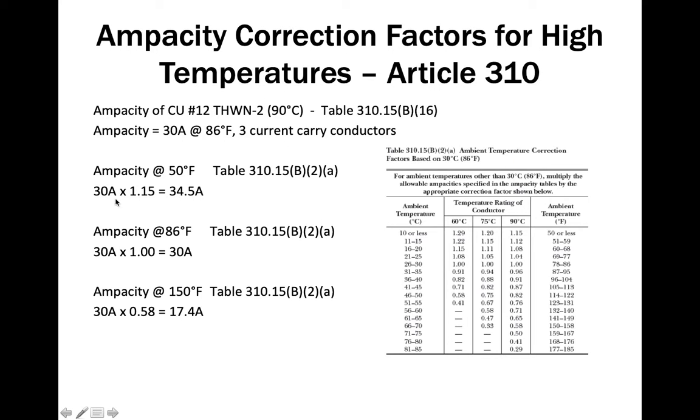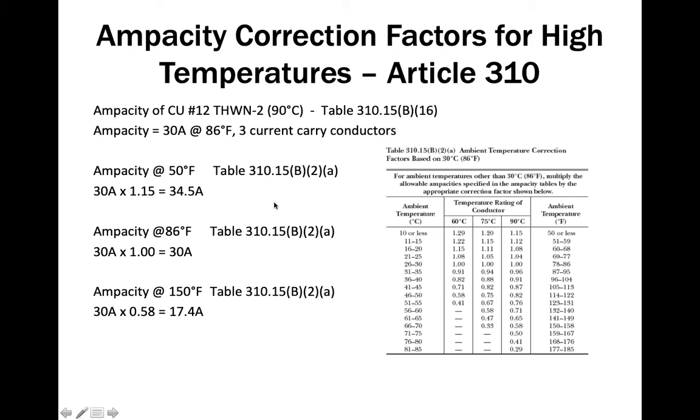So I multiply 30 amps, my ampacity of a number 12 at 86 degrees Fahrenheit, 30 times 1.15, my correction factor, equals 34.5 amps. So I actually gain ampacity by running it in cooler conditions, like a cold storage facility, walk-in cooler facility, stuff like that where it's going to be cold.